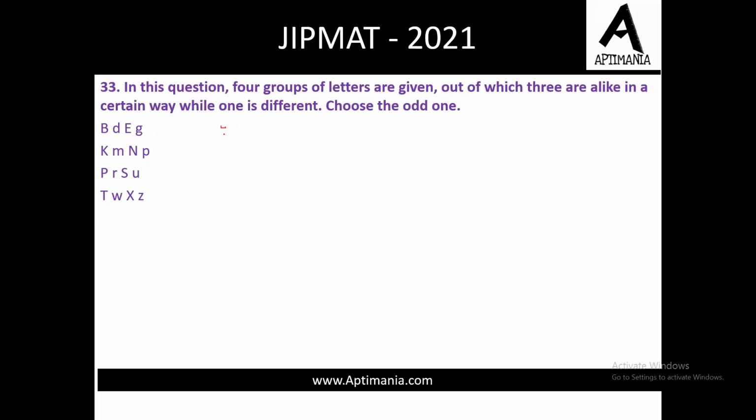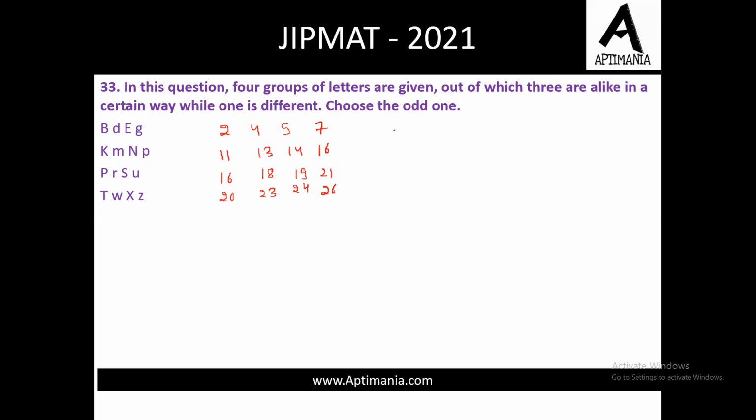Now B comes at position number 2, D at 4, E at 5 and G at 7. Right? इसी तरह से K comes at 11, M at 13, N at 14 and P at 16. Then we have P 16, R it comes at position number 18, S at 19 and U at 21. Now T at 20, W at 23, X at 24 and Z at 26.